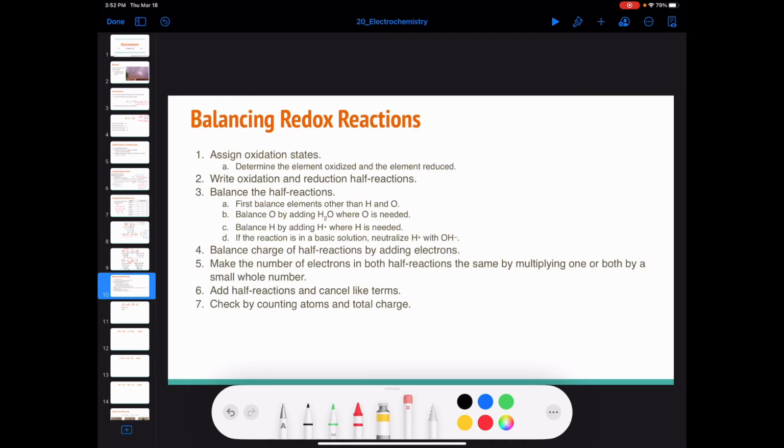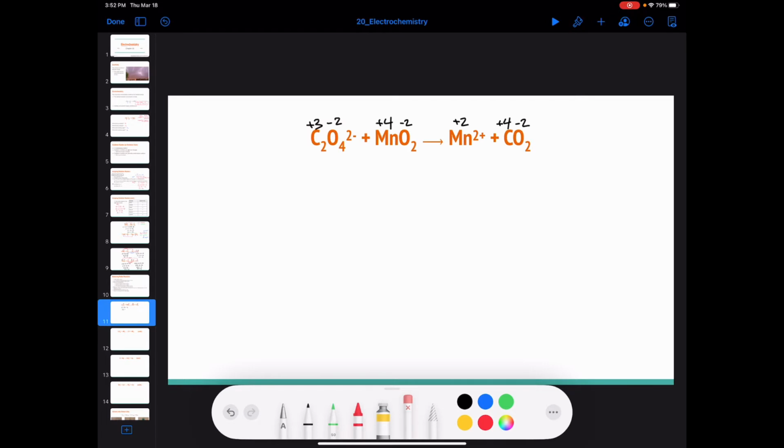Next, let's go ahead and write our half reactions. So first, let's go ahead and take our C2O4 2-, and we know that that's turning into CO2. Right, so we're just kind of tracking the carbons through, basically. So now let's balance everything but hydrogens and oxygens. So in this case, it's just the carbon. Let's put a 2 here. That gives us 2 carbons, and it gives us 4 oxygens, which is perfect. So that's how we normally kind of balance an equation, right?